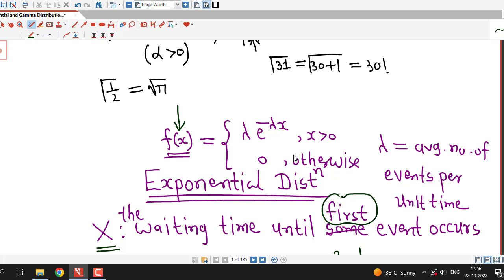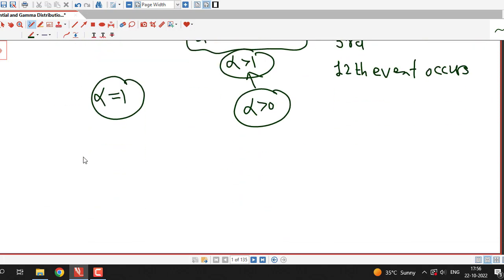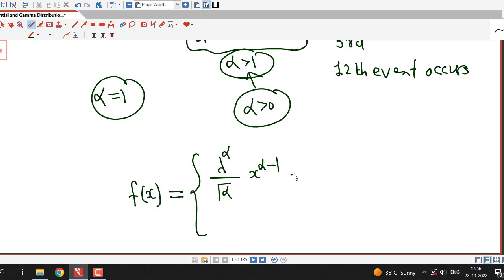Gamma distribution is also a continuous probability distribution, and it is a generalization of exponential distribution until the alpha-th event occurs. So whatever PDF we define must give you the PDF of exponential distribution if we consider alpha equal to 1. The PDF of gamma distribution is given by f(x) equal to lambda raised to alpha divided by gamma alpha, times x raised to alpha minus 1, times e raised to minus lambda x, where x is a positive real number, and alpha and lambda are also positive real numbers, and 0 otherwise.